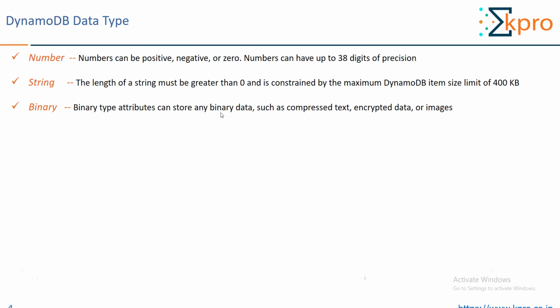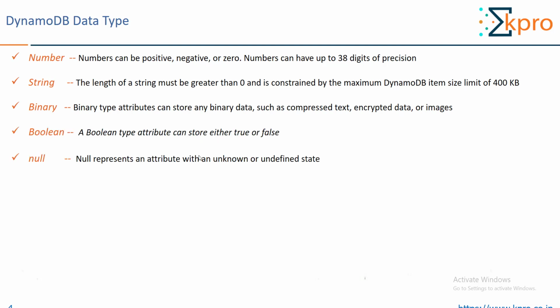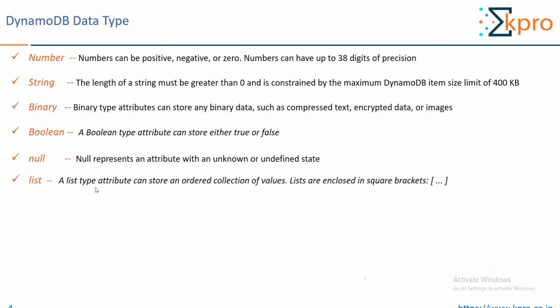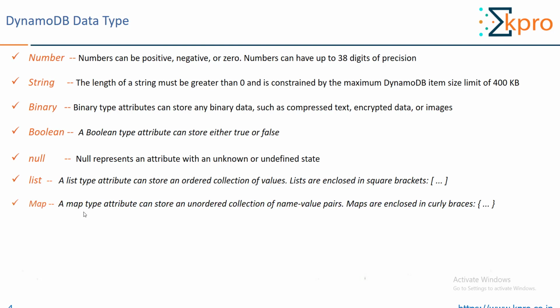A binary type attribute can store any binary data such as compressed text, encrypted data or images. A boolean type attribute can store either true or false. Null is a value. Null represents an attribute with an unknown or undefined state. List is a type of attribute that stores an ordered collection of values, and lists are enclosed in square brackets like an array. Map is a type of attribute where an unordered collection of name-value pairs can be stored, and maps are enclosed in curly brackets. So any JSON format data you can store as a map.